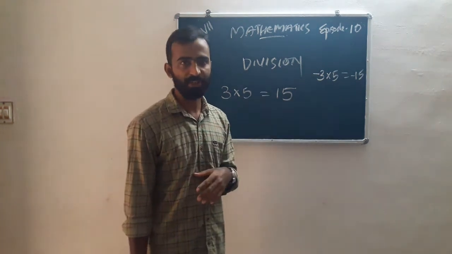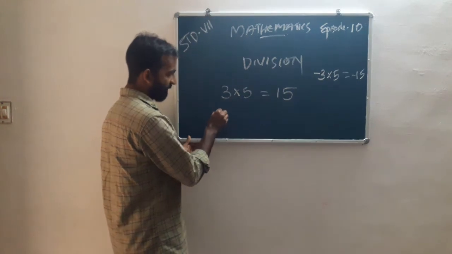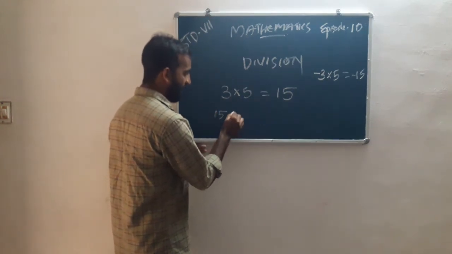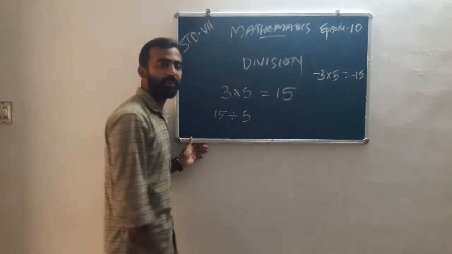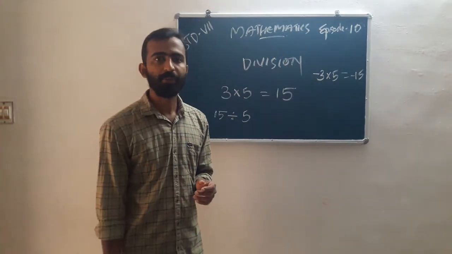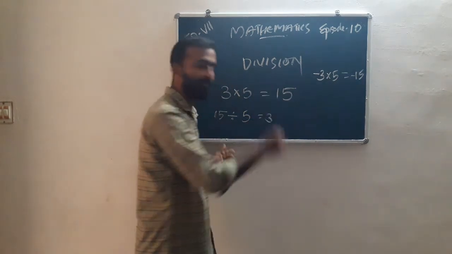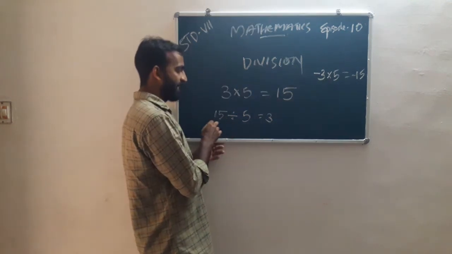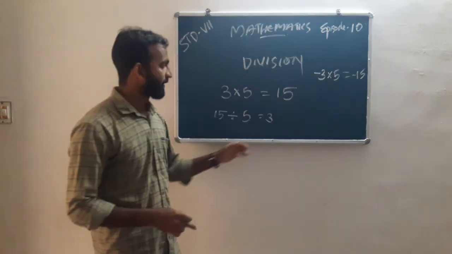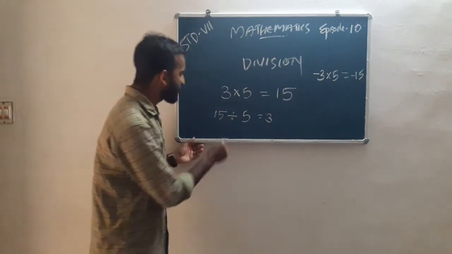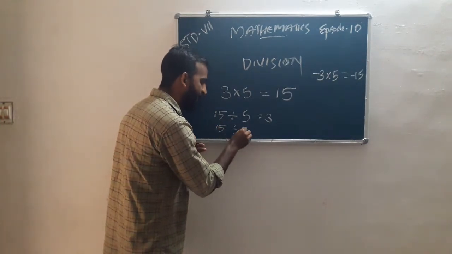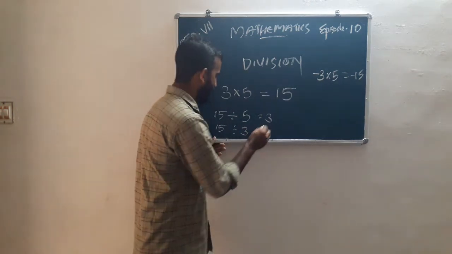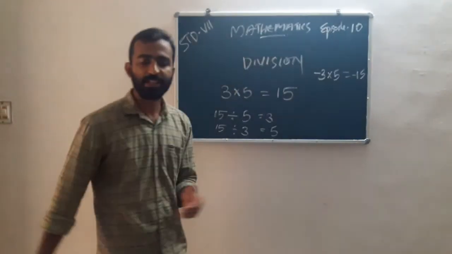We want to know division. That is, 15 divided by 5. What do we get? We get 3. Is it? Yes. Also 15 divided by 3. Here 15 divided by 5, we get 3. And 15 divided by 3, we get 5.